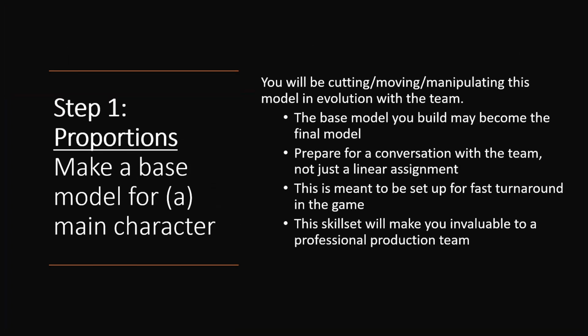So step 1, the proportions. If you just make this base model for a main character, maybe it's the main character, or if it's an ensemble piece, you want kind of a main character. Understand this is not to be done as a final anything. This is something that will be your elastic clay in the game. You'll be cutting, moving, manipulating this model in the evolution of the team with the game. So the base model you build may in fact become the final model. It's not a complete throwaway, or it may not be. But right now the job is to determine these 4 previously mentioned factors to give you enough information to, with great confidence, go forward in the final character model.